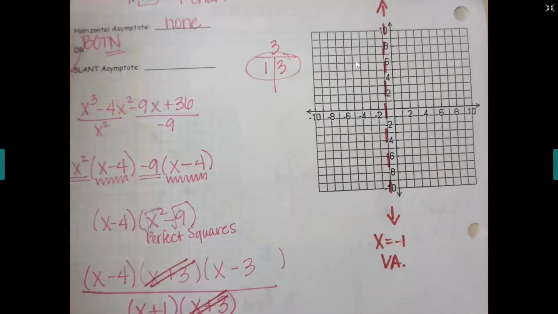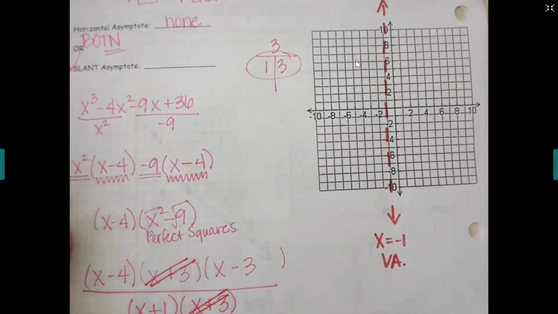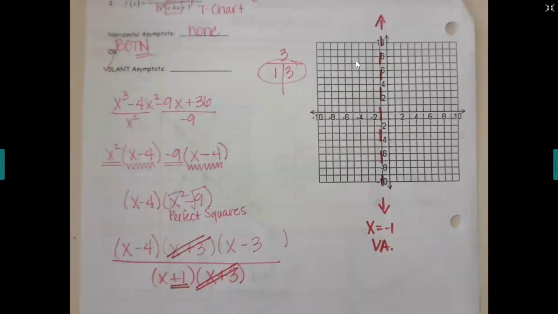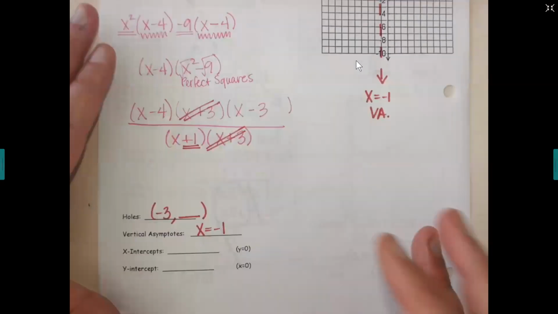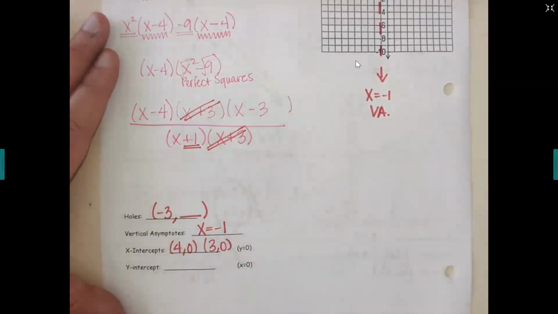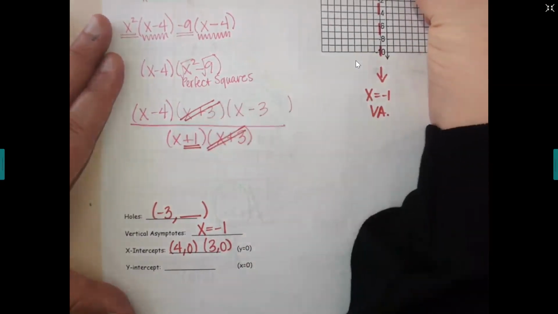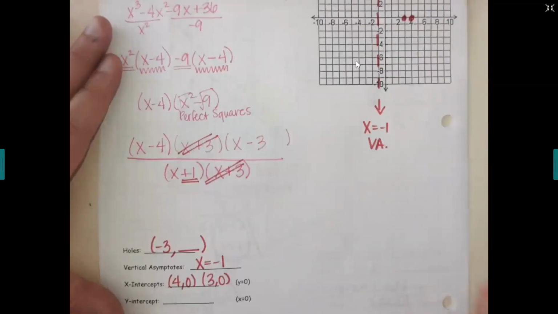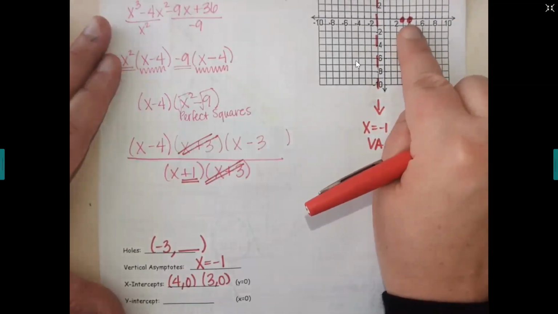And remember, I cannot cross that line. Vertical asymptote at negative 1. What will the leftover x's on the top create? X-intercepts, very good. So I have a minus 4 and a minus 3 left on top. So that means that my x-intercepts will be at (4, 0) and (3, 0). And I can also graph those right now. So put dots at (3, 0) and (4, 0). Okay, they'll be right next to each other right here on the x-axis.